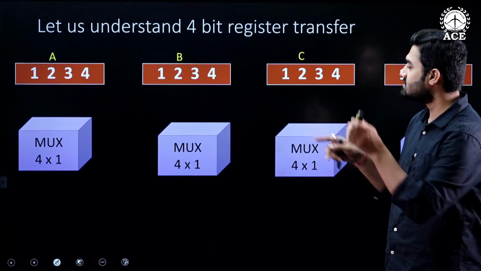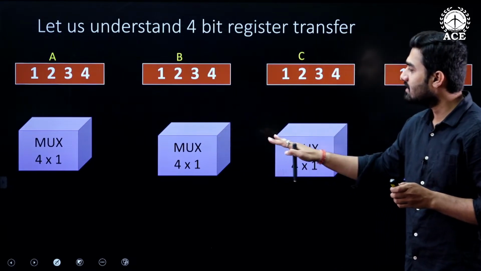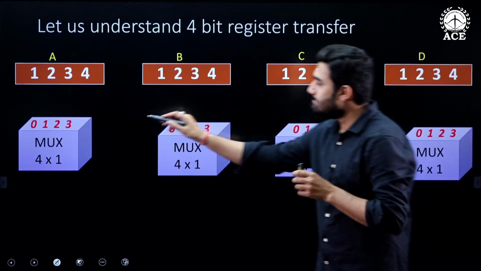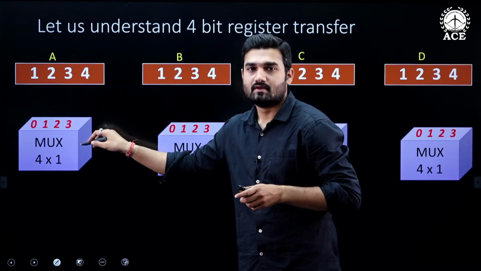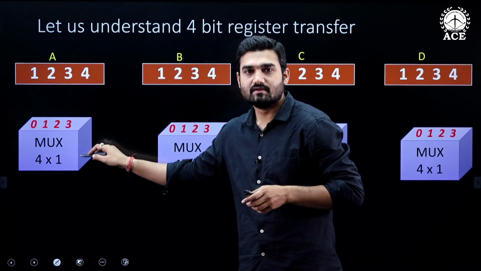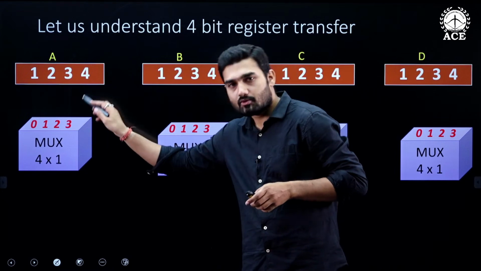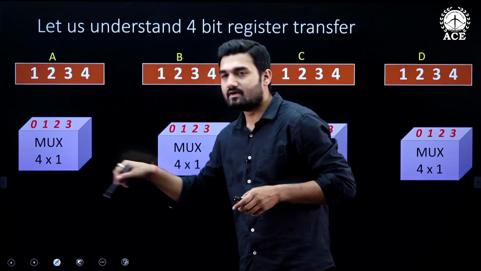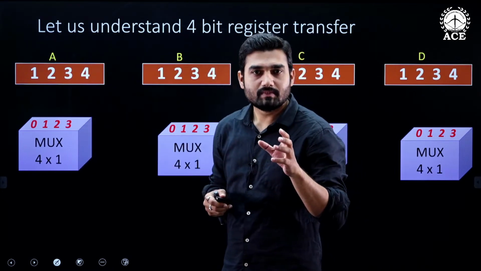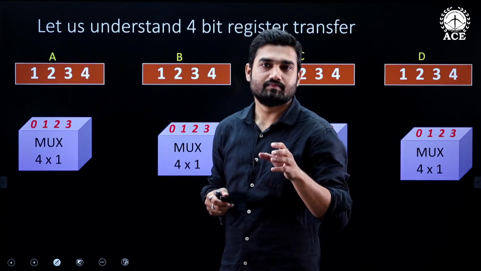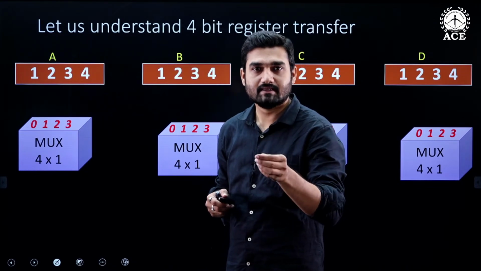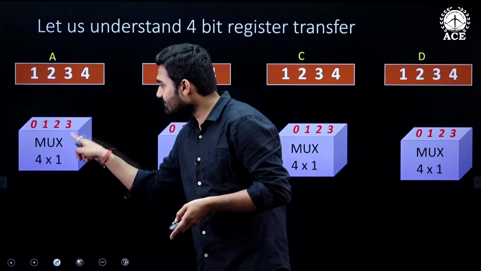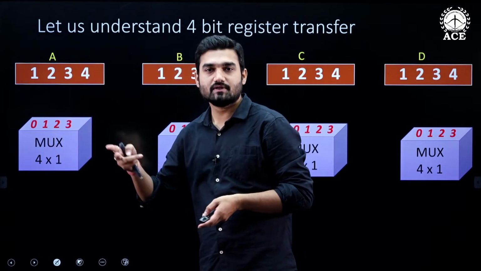Okay guys, if you see, this is a MUX, and the MUX inputs are 4, that means the MUX is 4 cross 1. How many inputs? 4 inputs. How many outputs? 1 output. With 4 inputs and 1 output, what should be the number of select lines? If we have 4 inputs, the number of select lines should be 2.